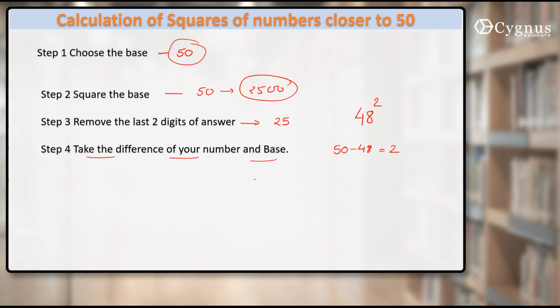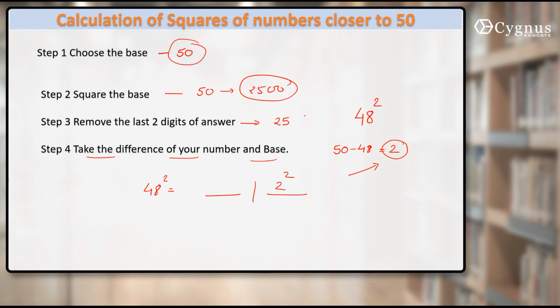But remember that your answer will contain two parts. First part, and this could be the second part. Now, what we did in the fourth step, we took the difference of our number and base. What was that difference? 2. So if you're looking for the square of 48, the second part of the answer will depend on this difference. The difference is 2. That's why the second part becomes 2 square. This is the second part.